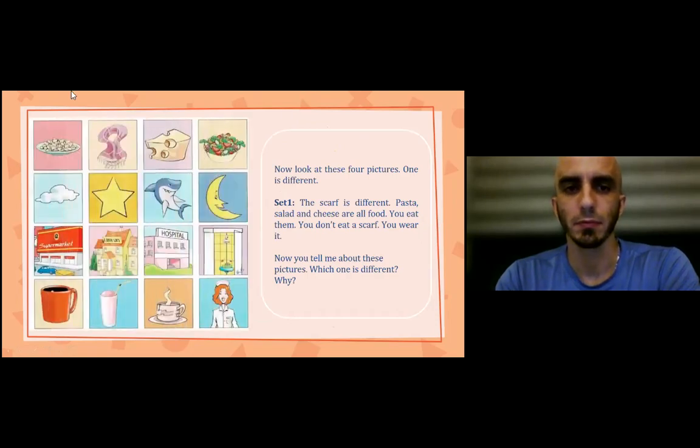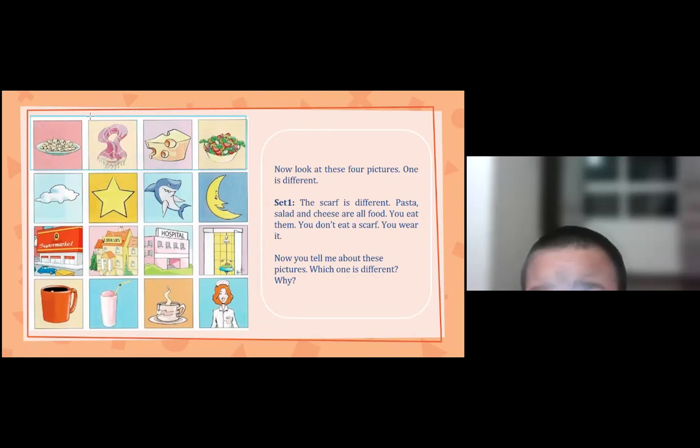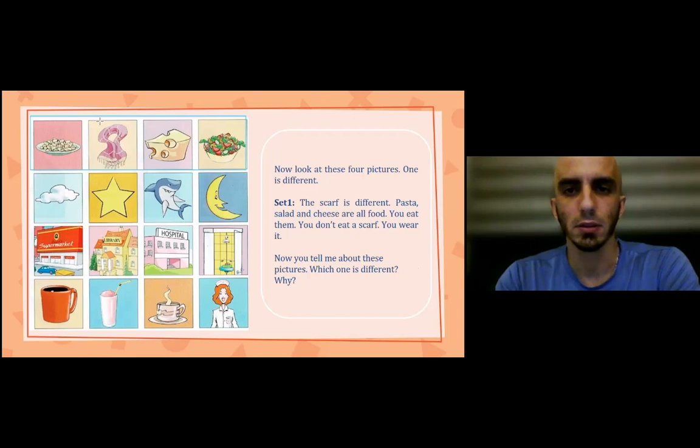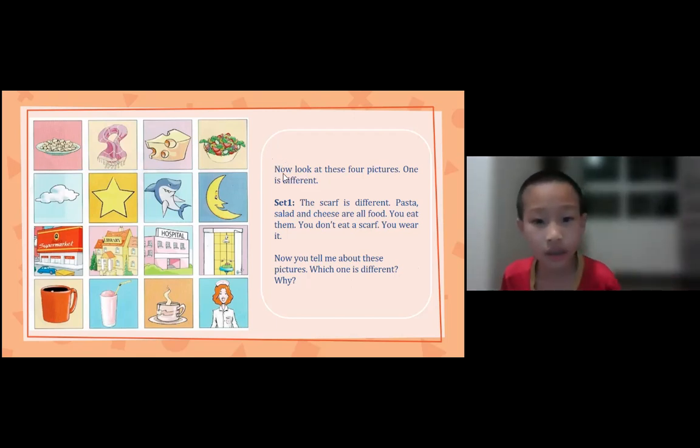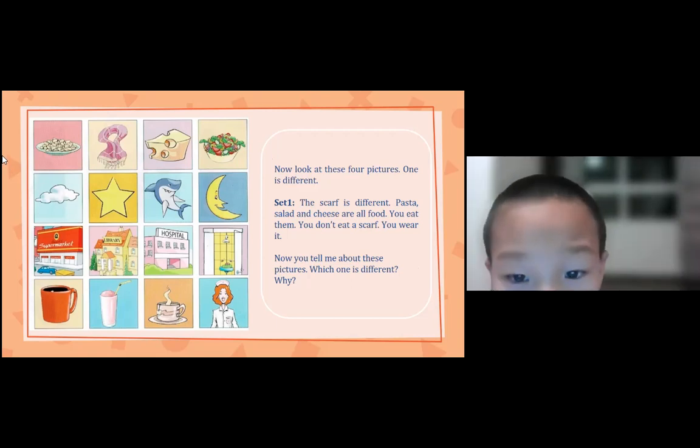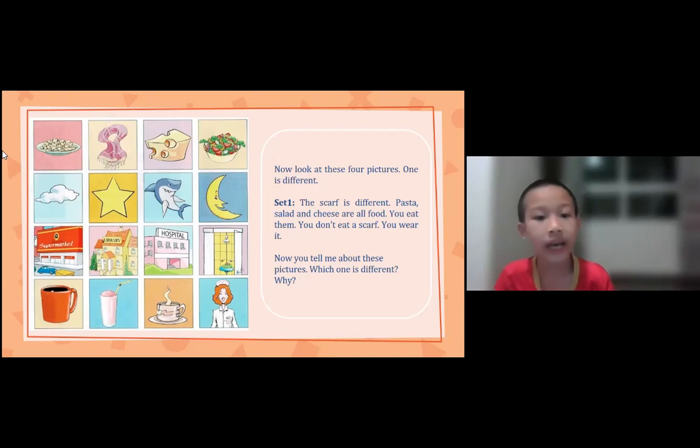Okay, Kenry. Now, look at the pictures. In row one, we've got four pictures, right? But picture one is the example. The scarf is different. Pasta, salad, and cheese are all food. You eat them. You don't eat a scarf. You wear it. The shark is different because the cloud, star, and moon are in the sky, but the shark isn't in the sky.